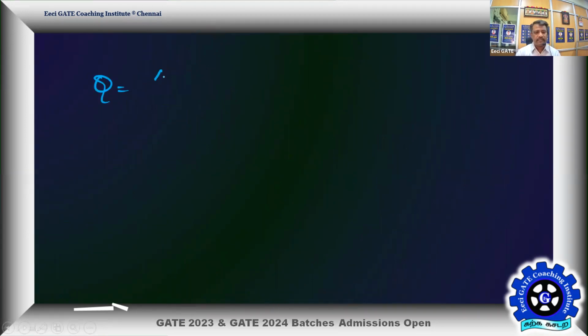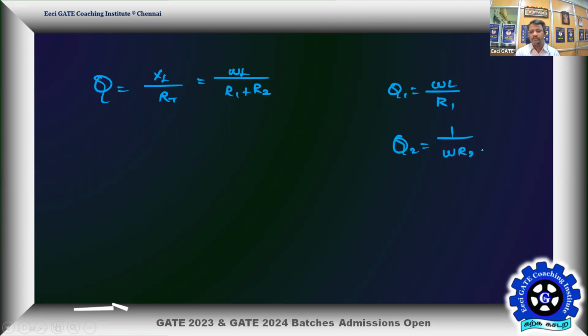So Q is equal to XL divided by R total. So it is equal to omega L divided by R1 plus R2, the total resistance. And Q1, remember, is omega L by R1, and Q2, remember, is 1 by omega R2 into C. So from this, let me go for the values of R1 and R2. R1 as a function of Q1 can be written as omega L by Q1. And R2 can be written as 1 by omega C into Q2. That's how we can write.